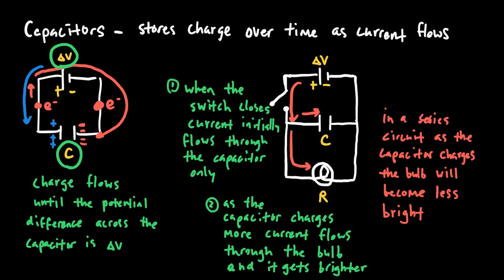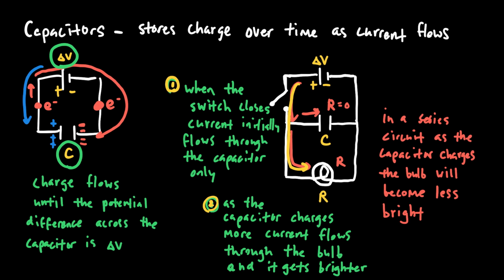The reason for that is the capacitor is initially uncharged and doesn't have any resistance, but the light bulb has some resistance. For that reason, the charge is going to flow through the capacitor. After some of that charge starts to flow onto the capacitor and build up, there is now reason for the charge to instead bypass the capacitor and go down through the light bulb. So what happens? Step number 1: when the switch closes, current initially flows through the capacitor. Step 2: as the capacitor charges, more and more current flows through the bulb and it gets brighter.